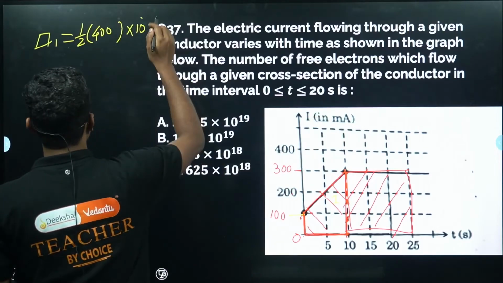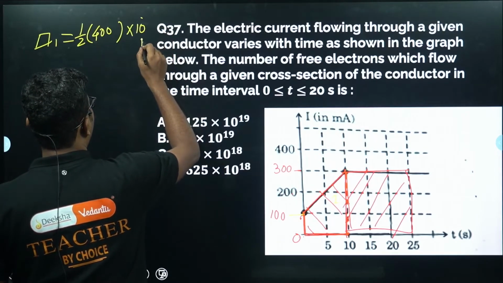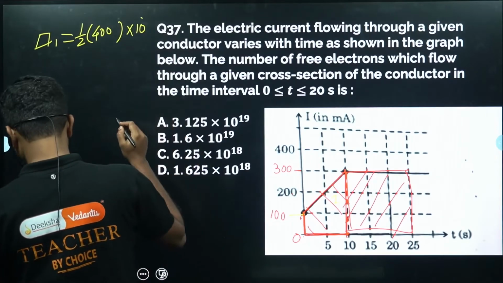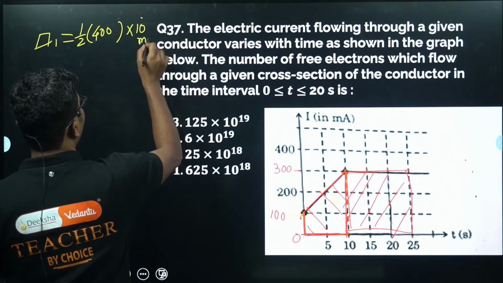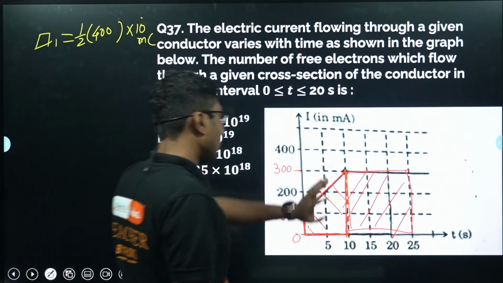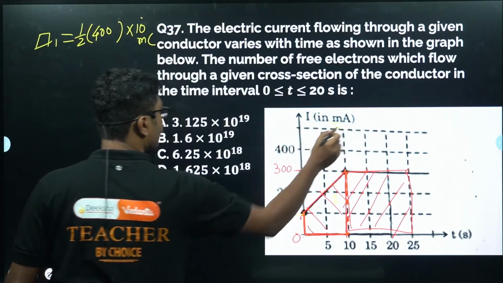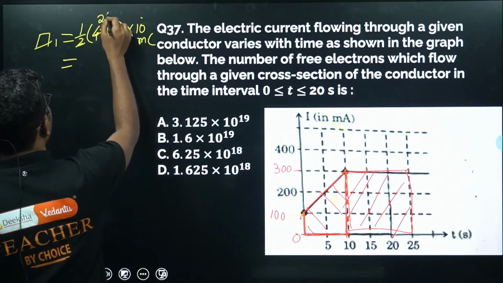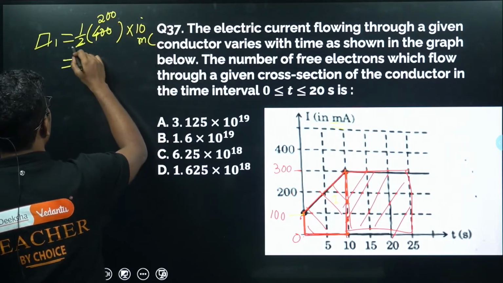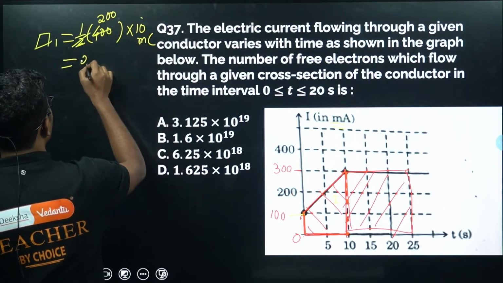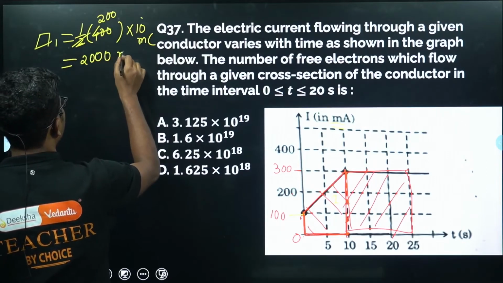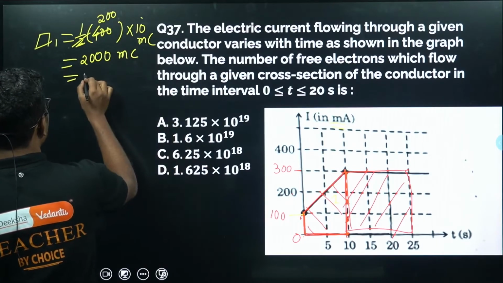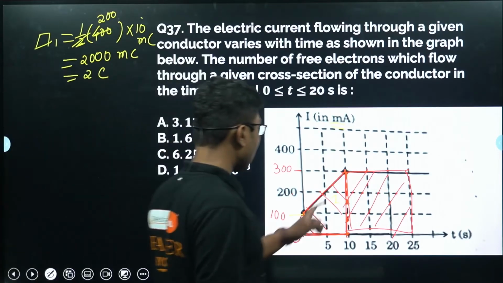So this is 400 times 10 seconds, and the unit is milliampere, so it will be given in millicoulomb, because milli is given here. So it will be 200 times 10, that is 2000 millicoulomb. We know milli is 10 to the power minus 3, so this will come to 2 coulomb. Okay, so the area of this is 2 coulomb.